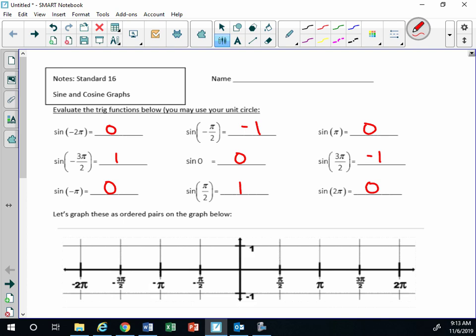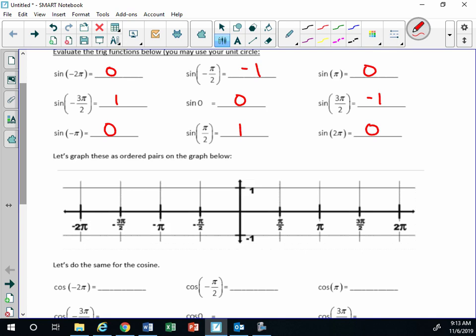So if you look at the graph I have down here, the input or the x value on my x-axis, that's the angle, the pi over 2, the pi, 3 pi over 2. And the output, meaning what I get when I evaluate it, that's my y value as far as plotting ordered pairs. So if you look at the first one up there, sine of negative 2 pi. So when I go to negative 2 pi on the x-axis, what's the output? 0. So that's my first dot, is negative 2 pi, 0. You see it?